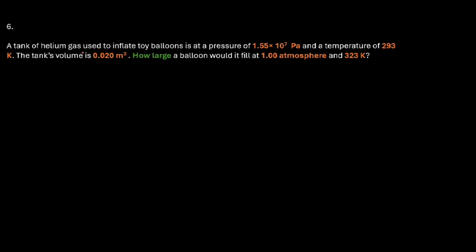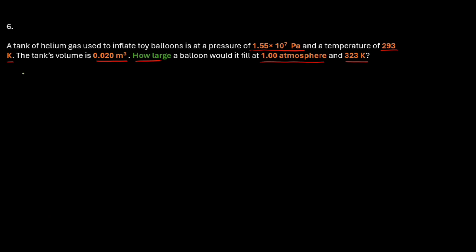A tank of helium gas is used to inflate a toy balloon at a pressure of 1.55 times 10 to the power 7 Pascal and a temperature of 293 Kelvin. The tank's volume is 0.020 meter cube. How large a balloon would it fill at 1 atmosphere and 323 Kelvin?